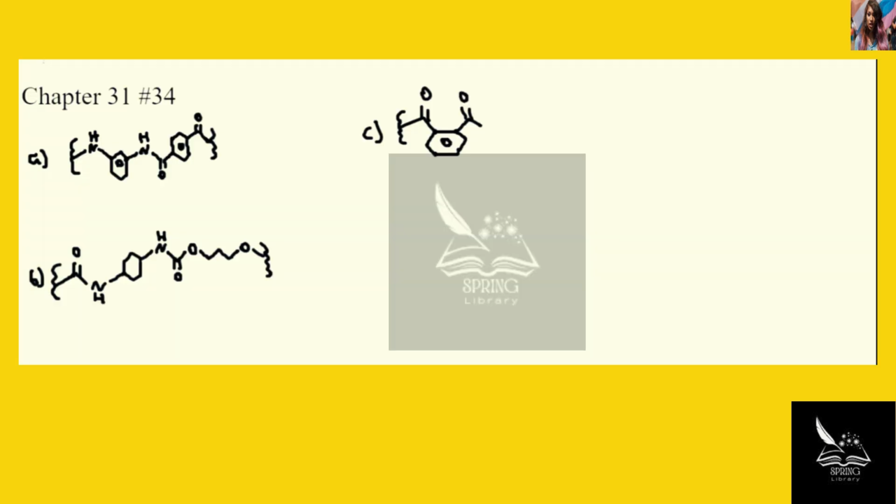So there's the one subunit, one type of monomer. It will be linked to the other type of monomer, which is going to look like this. So that's C.